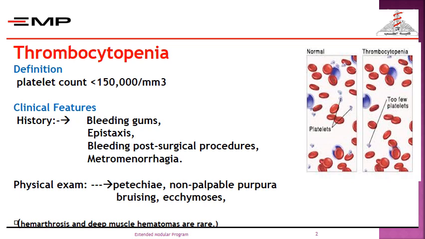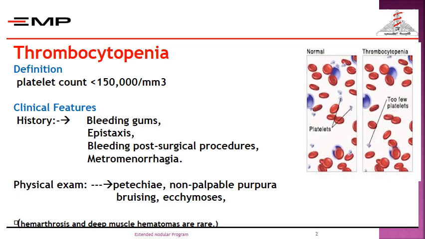How does it present? When there is thrombocytopenia, from history we may find the patient comes and complains of bleeding gums, epistaxis, post-surgical or intra-surgical bleeding, metrorrhagia or menorrhagia. This means excessive bleeding during menstruation.